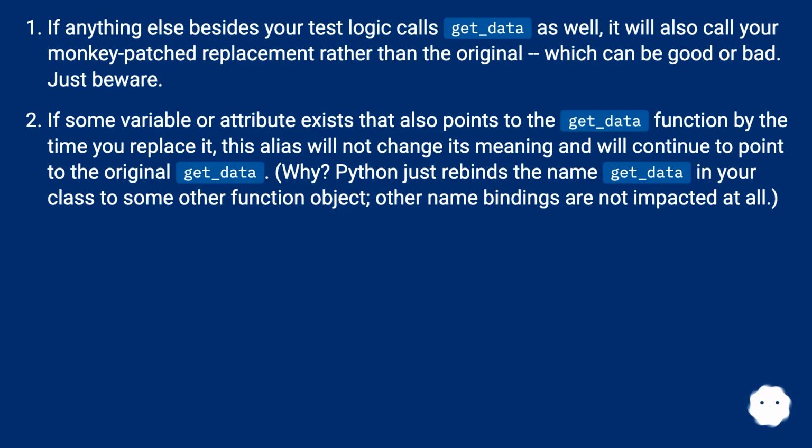Just beware. If some variable or attribute exists that also points to the get_data function by the time you replace it, this alias will not change its meaning and will continue to point to the original get_data. Why? Python just rebinds the name get_data in your class to some other function object. Other name bindings are not impacted at all.